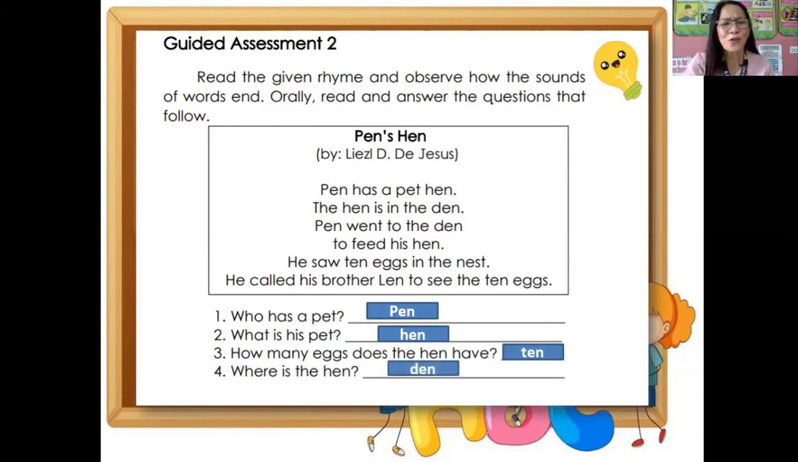What have you observed to the following words or our answers? How are the words similar? They are similar in medial letter. Again, let us read. Pan, hen, ten, and den.